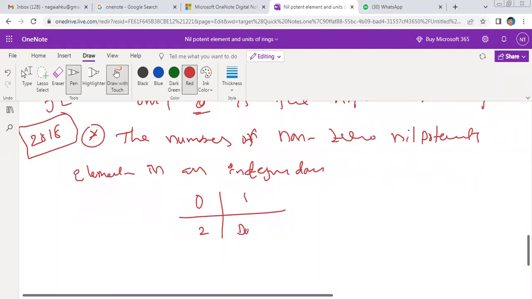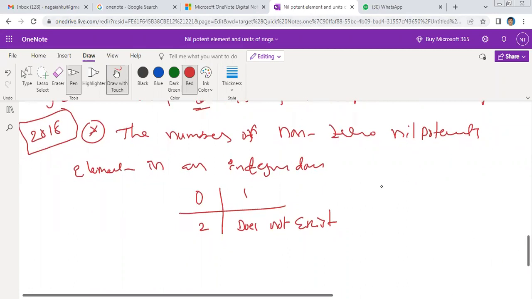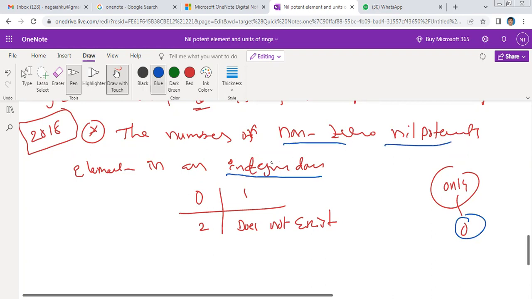What is the answer, please? 0. How many nilpotent elements are there in an integral domain? Only one, that is 0. In an integral domain, it has only one nilpotent element, that is 0. But he asked for non-zero nilpotent elements. Does not exist. Does not exist.